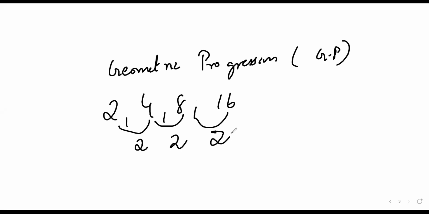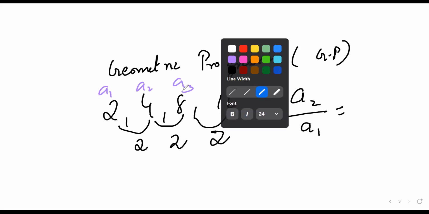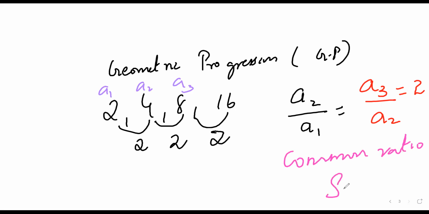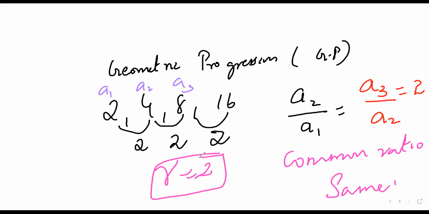So if I divide the second term by the first term, A2 by A1, what am I getting? Or let us take: this is my first term, second term, third term. I can get A2 by A1 is equal to A3 by A2. Every answer I'm getting is 2 only. Correct? In the sense, I'm getting the common ratio. The ratio is the same. The ratio I'll call R. R value is 2.